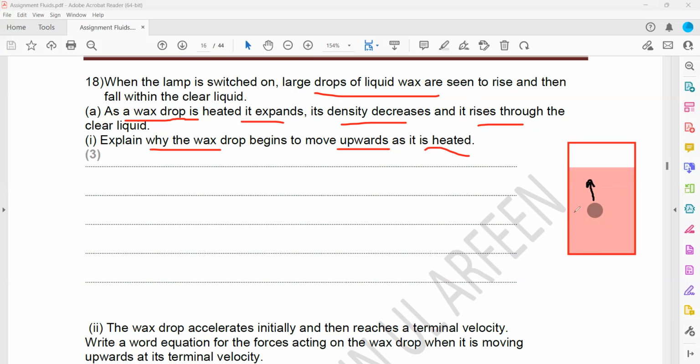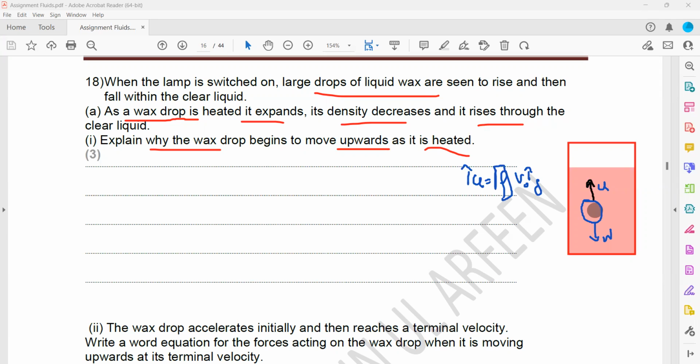As you can see, the weight is acting down and the upthrust is acting up. The upthrust depends on the density of the fluid, the volume of the object and gravity. This density is the density of the surrounding fluid. It's not about the density of the wax, it's about the density of the fluid. So if we consider the density of the fluid is not changing, when the wax expands, its size increases. When its size increases, the volume increases, and when the volume increases, the upthrust also increases. So there is a greater upward force than the downward force that causes it to accelerate upward.